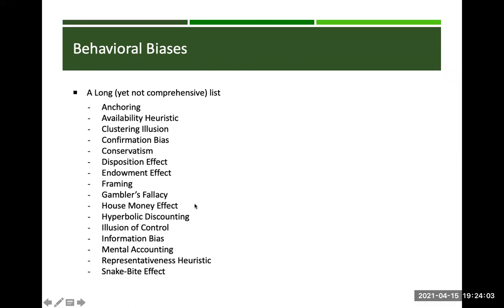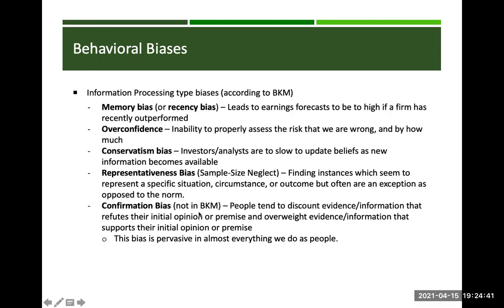Information bias. We're living in an age where we have access to more information than anyone can conceivably keep in their own memory during their entire lifetime. And so we actually think that we are better informed, even if we are given information that is absolutely useless. In Bodie and Marcus, they go through several. Memory bias or recency bias. These are information processing parts of the behavioral critique.